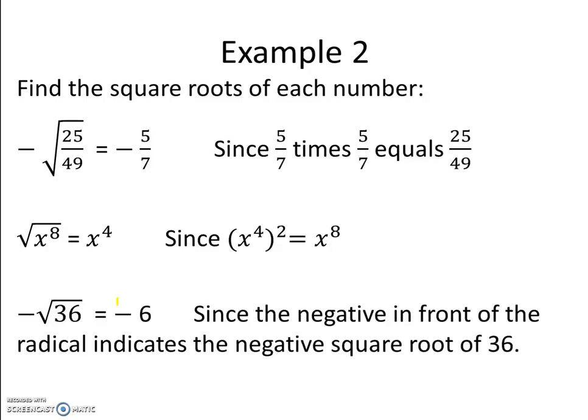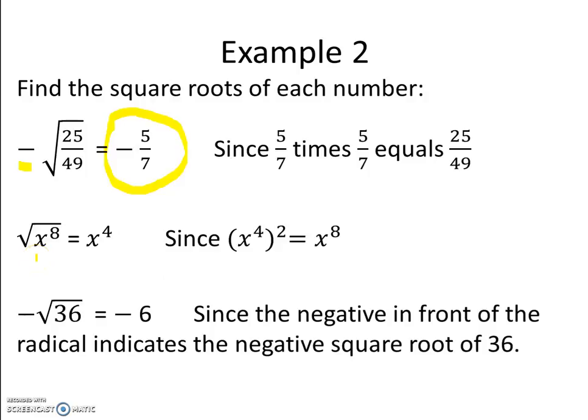The first one is the negative square root of 25/49. We know the square root of 25 is 5, and the square root of 49 is 7. So 5/7 times 5/7 equals 25 over 49. So our answer is definitely 5/7, but this negative out in front makes it a negative 5/7.